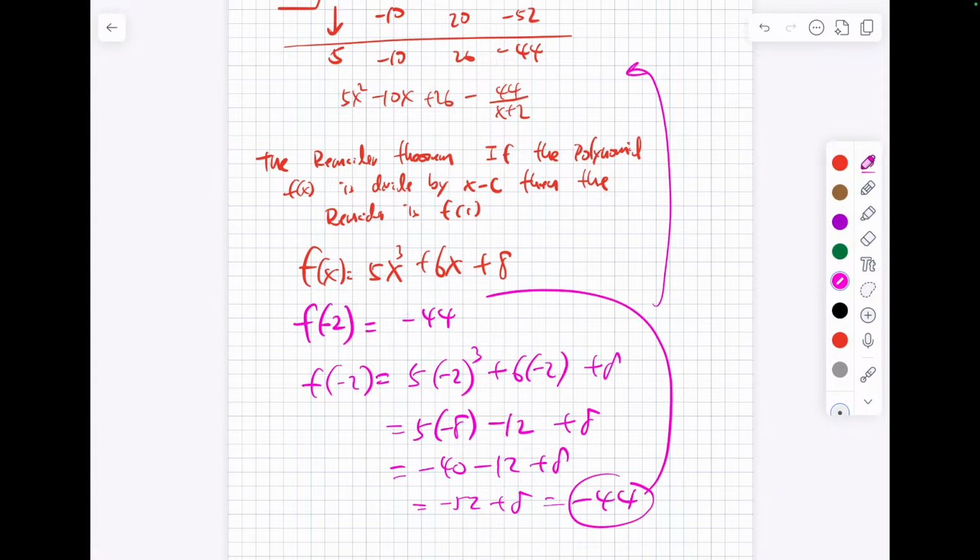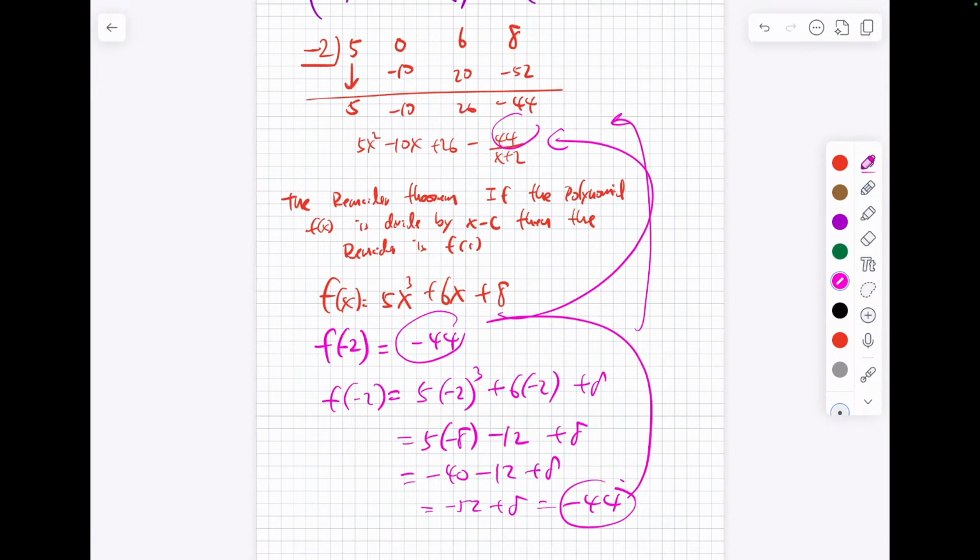So do you see this and this are the same? So in a way, I can use this for evaluation. If I evaluate something, there is a way: you plug in negative 2. Or you just do standard division.